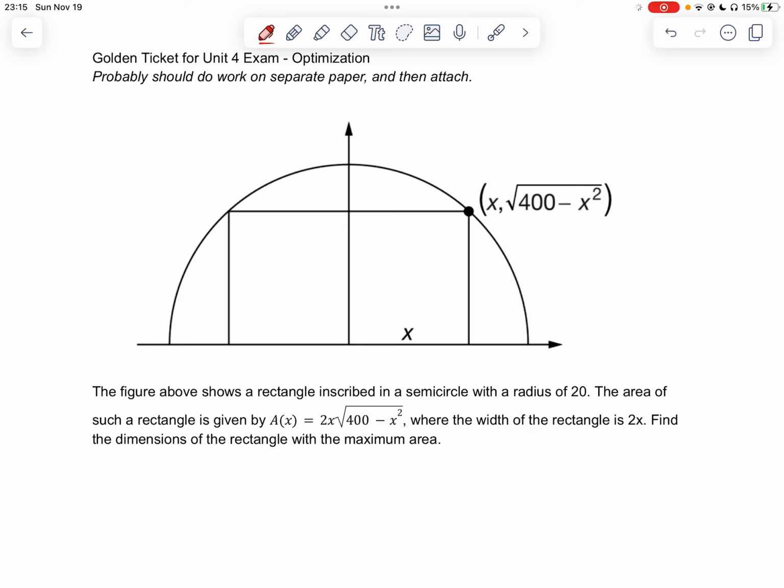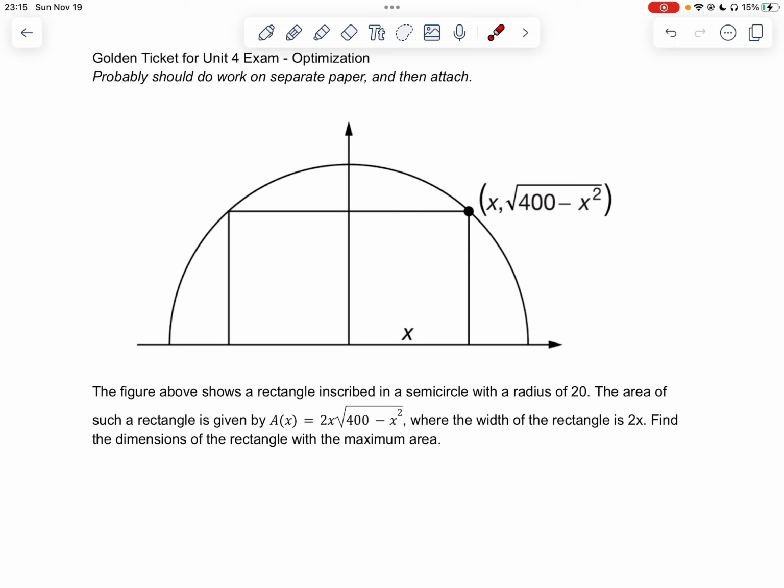So as I had noted in class, it's important to consistently read the problem over and over again until you get all the math out of the words there. So I'm just going to try that again. Figure above shows a rectangle inscribed in a semicircle. Okay, so this part is a semicircle. I'm going to use this marker. This is a semicircle here with a radius of 20. So at any point the radius is 20. Anywhere on there, the radius is 20, which is good to know.